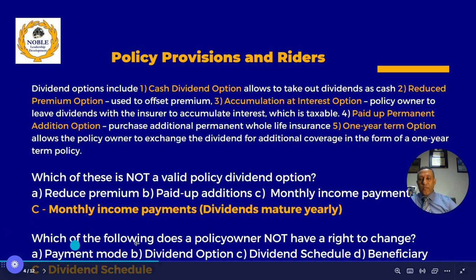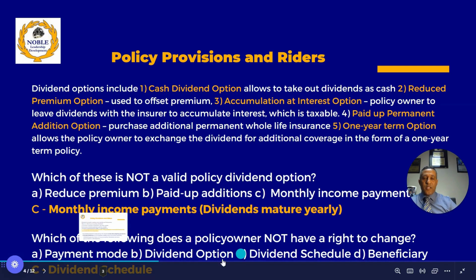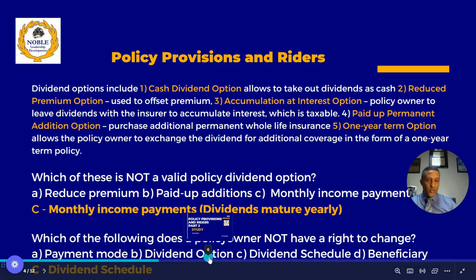You can answer that. Which of this does a policy owner not have the right to change? So policy owner can change different things, right? Can a policy owner change the premium mode? Yes, you can change it from monthly to yearly, right? Can you change a dividend option? Yes, you can change a dividend option, cash dividend, and then next you want to use it to offset the premium, or you can leave it with the insurance company to accumulate at interest. Yes, you can change a dividend option as well.